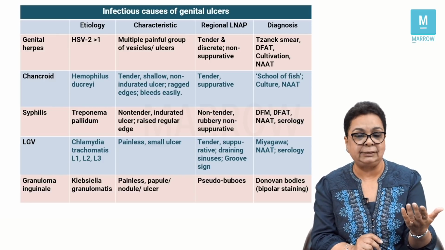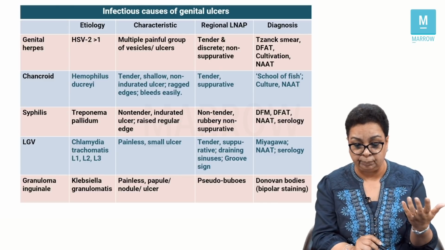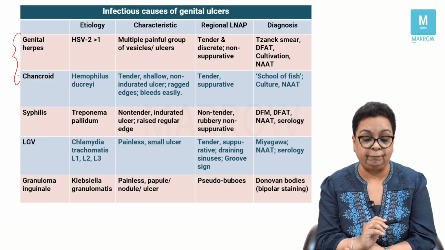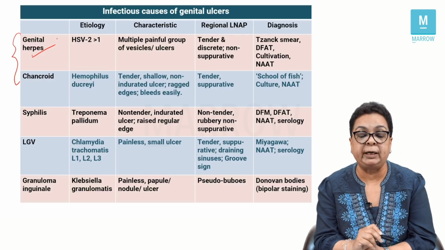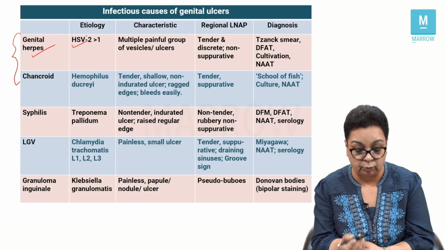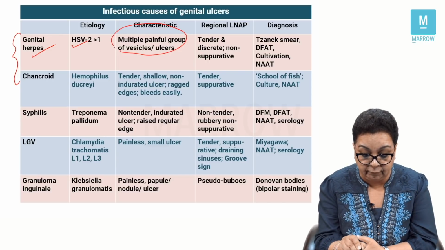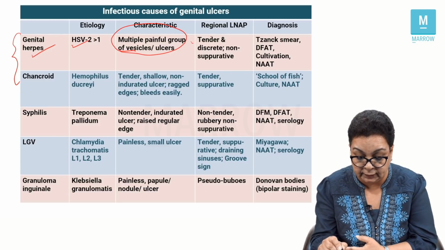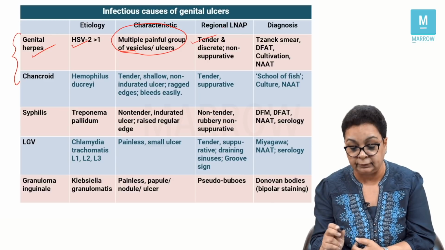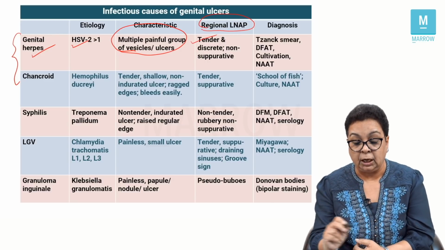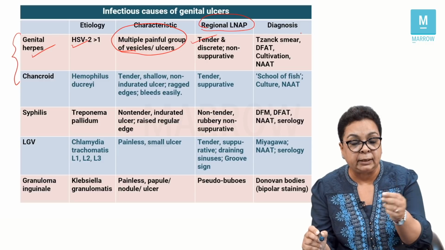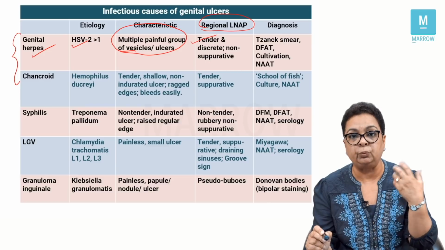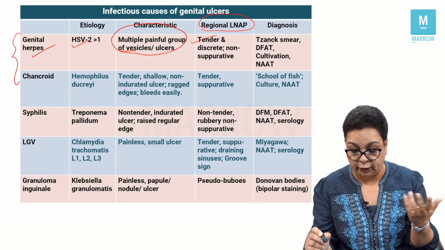So I've made this table. Quickly let us brush through all the important causes of genital ulcers. The first are the painful ones. Genital herpes caused by HSV2 more than HSV1, characterized by painful multiple groups of vesicles or ulcers associated with tender non-suppurative lymphadenopathy. Diagnosis is done by taking a scraping from the base of the ulcer or the vesicle, preparing a Tzanck smear on which you're going to see multinucleated giant cells.